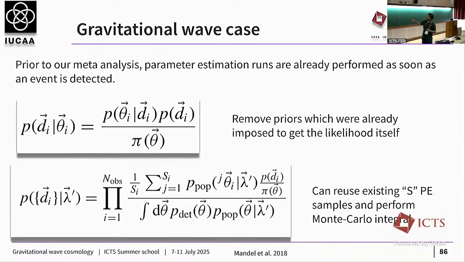And then you have the population parameters. So what is P_pop(theta_i | lambda prime)? This you can compute because you have a model for what this lambda prime is. Multiplied by this P(d_i) and divided by this prior pi(theta). So P(d_i | theta), now you have expressed it as an average over the posterior samples that have been given to you. From there, you work out the likelihood by taking this prior out.